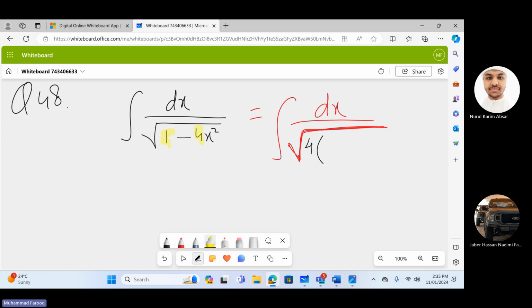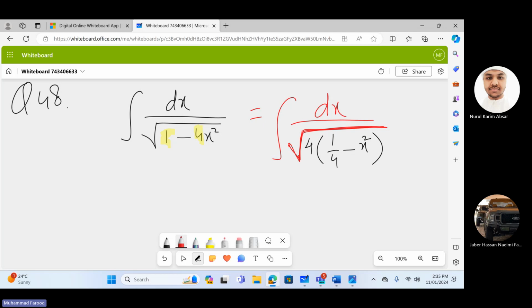It becomes 1 by 4, and minus what? x squared. Agreed? Step 1, understand? Look at step 1, please. I took the common factor 4. Whatever, if the coefficient of x squared is not 1, please take this number as a common factor. Yes.